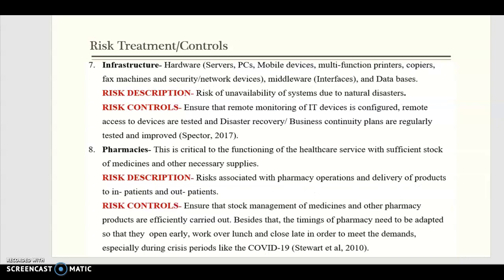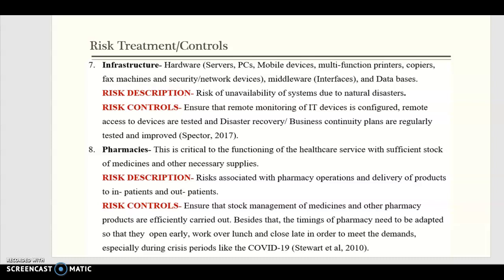Infrastructure can also have a risk of loss of unavailability due to natural disasters. Hence, we need to ensure that remote monitoring is configured for all these devices. Remote access to devices are tested, and disaster recovery and business continuity plans are regularly tested and improved.